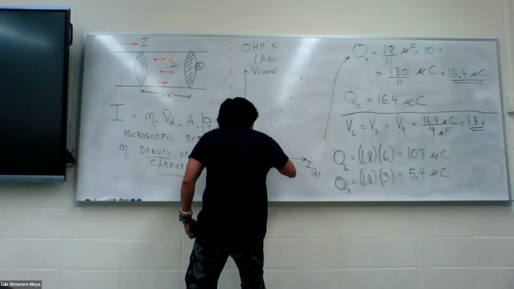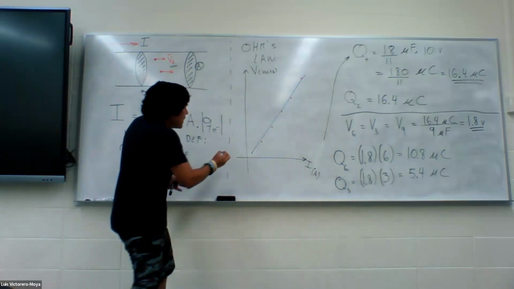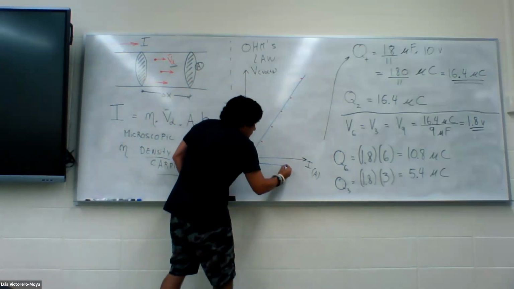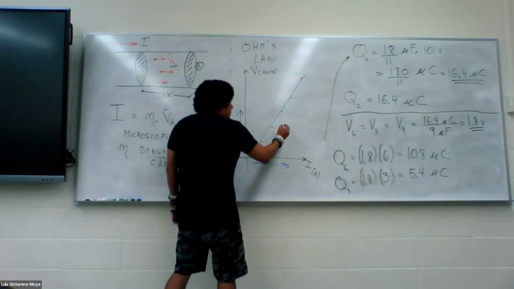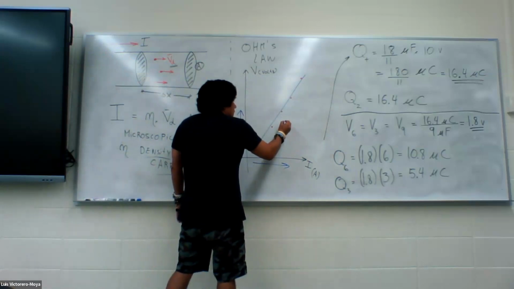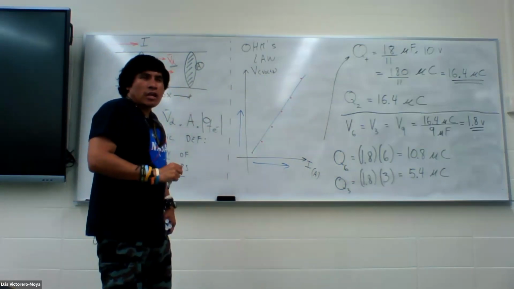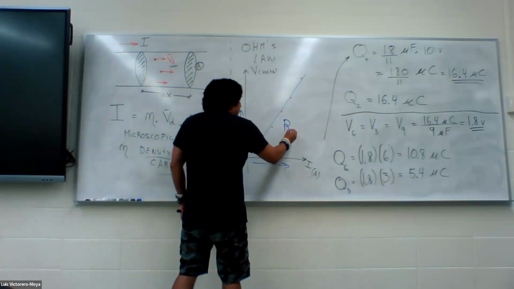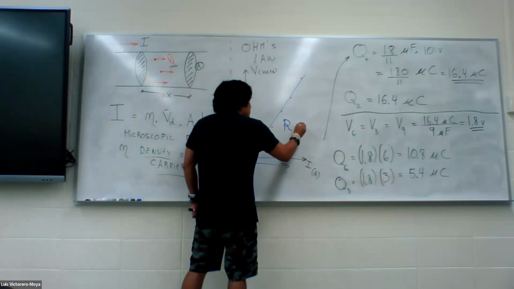You see this? As the voltage increases, the current increases. That means that the rate of change is constant. And what is the rate of change? That is your value of R. And what's R? That's the resistance.